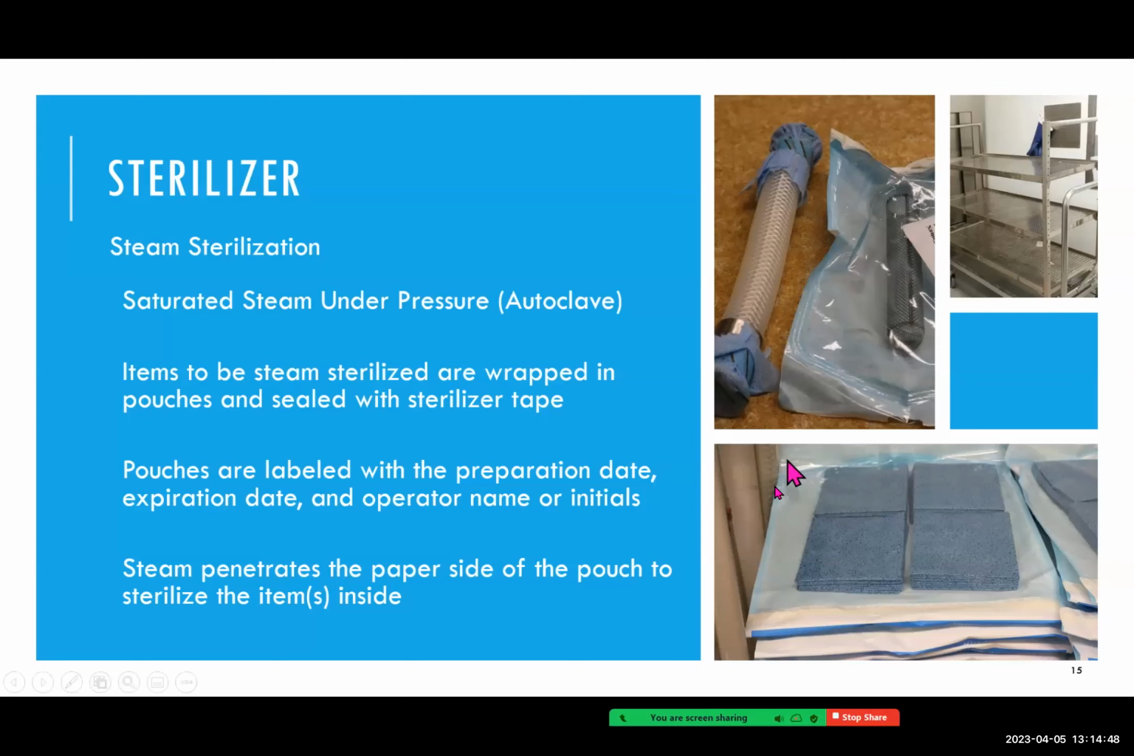And on the wrapping that they're in, we have a plastic side. And then on this opposite side is paper, and the steam is able to penetrate the paper side of that pouch that sterilizes the items inside.